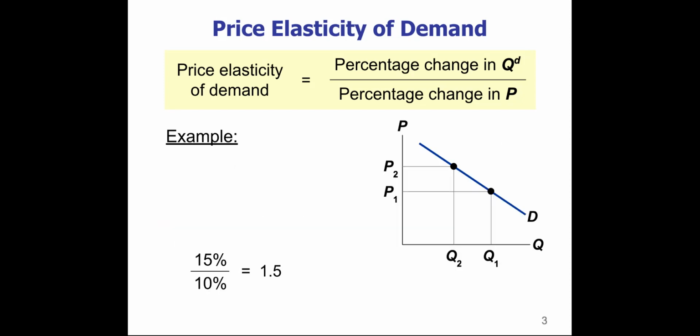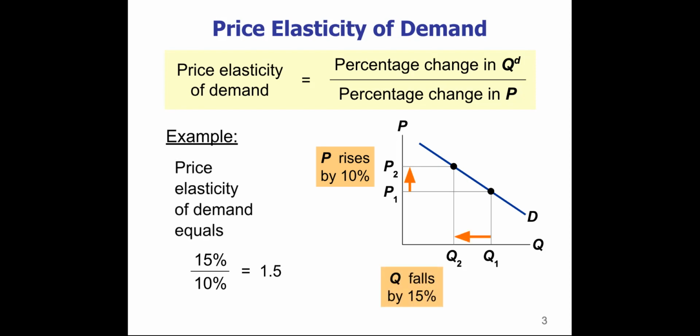So here's an example. I have a generic downward sloping demand line here. You can see that the first dot on the demand line is at P1, Q1, and then we move to the left along the demand line to P2, Q2. So here, the percentage change in price, the price goes up 10%, and the quantity then drops 15%. So if we plug those into our equation, we get an elasticity of 1.5.